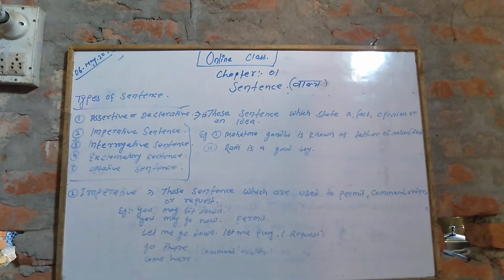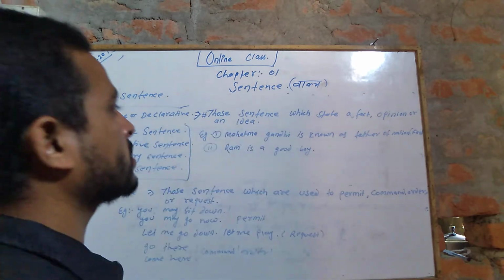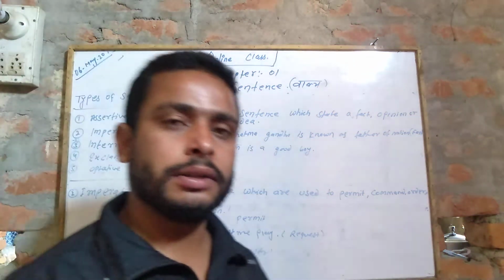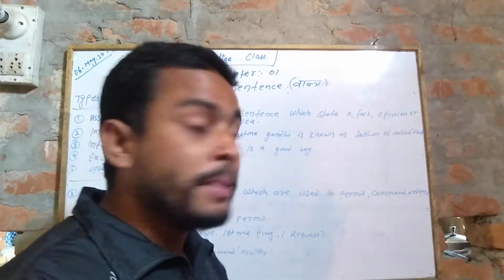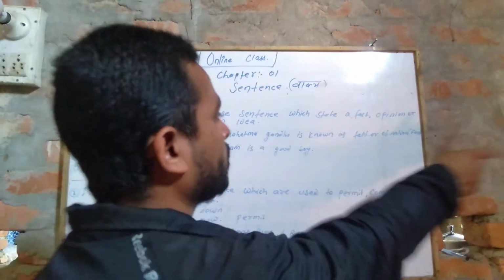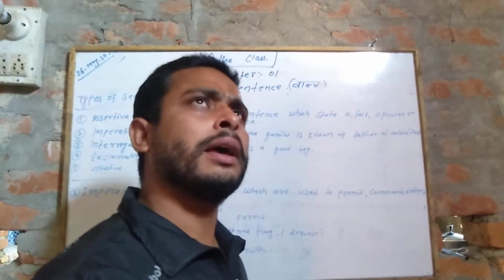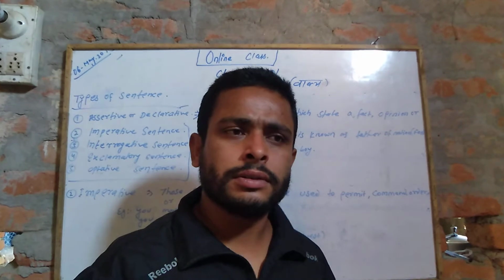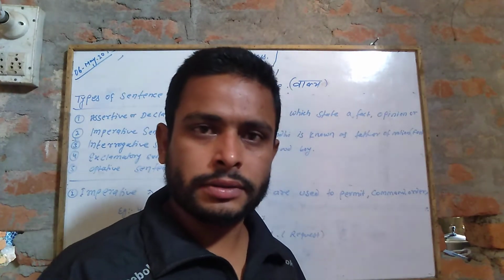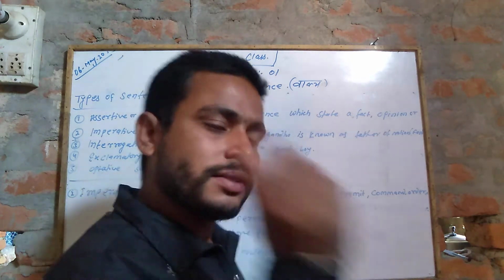You can look here. Now we have a definition of all. The sentence which states a fact, opinion, or an idea. Such a sentence has the meaning of a fact, the real. Mahatma Gandhi is known as the father of the nation. It is a fact. This is real. Narendra Modi is the Prime Minister of India. New Delhi is the capital of India. That is a fact.